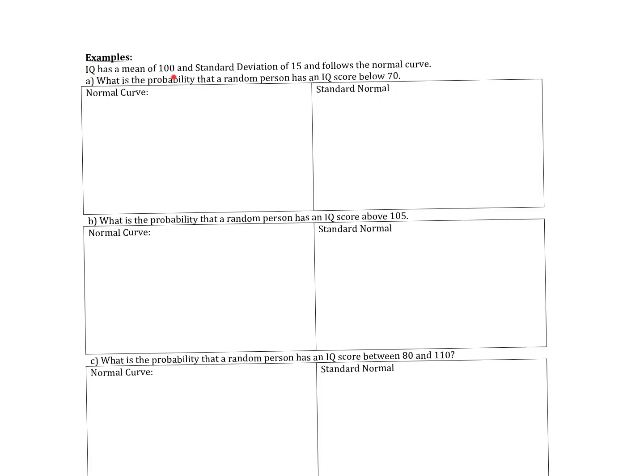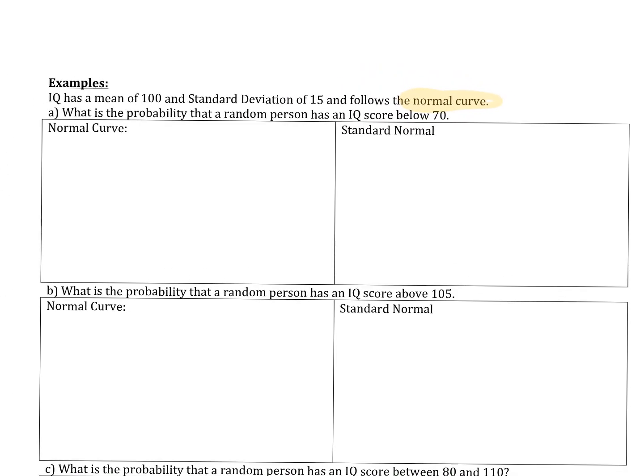So IQ has a mean of 100 and standard deviation of 15 and follows the normal curve. This is super important. We need to know that what we're dealing with is normal, otherwise these rules do not apply. What is the probability that a random person has an IQ score below 70? All right, so I'm going to define my variable, X, as an IQ score. And I'm looking at the probability of an IQ score being less than 70.